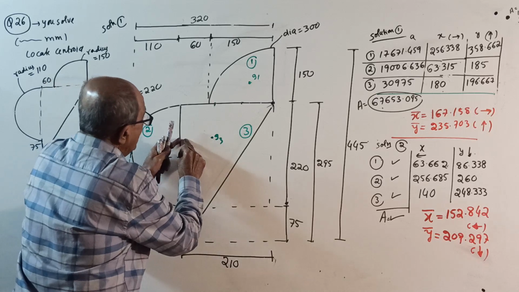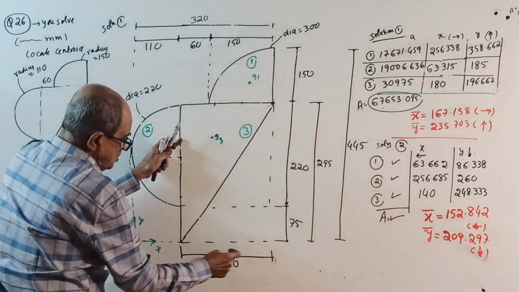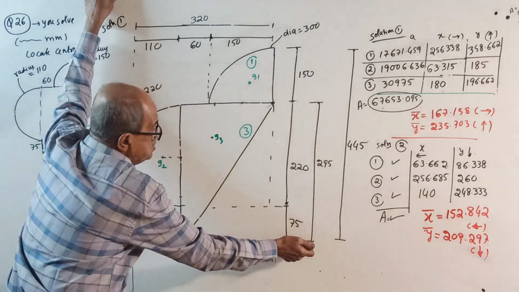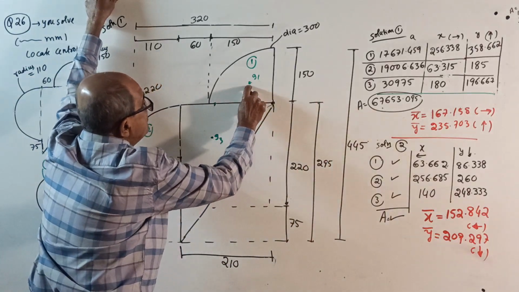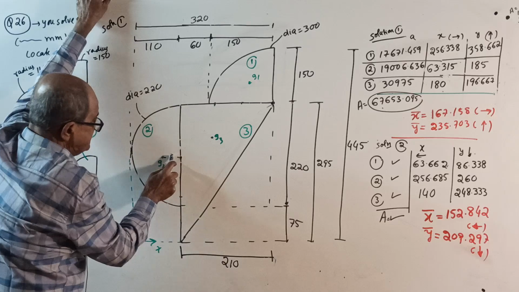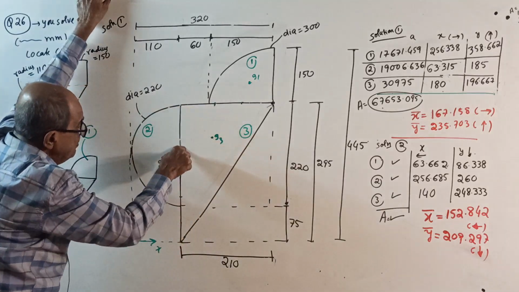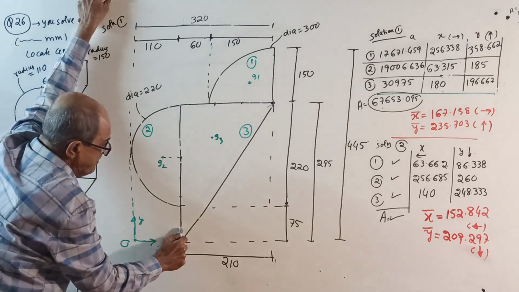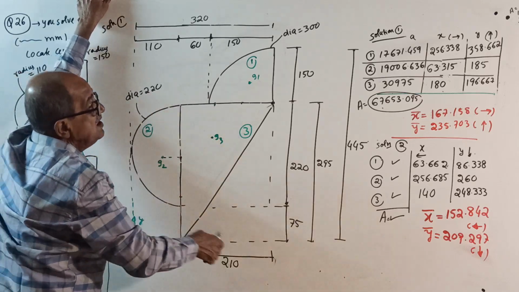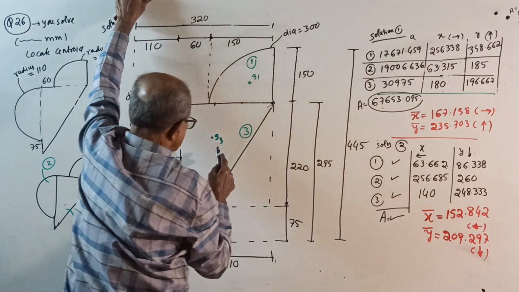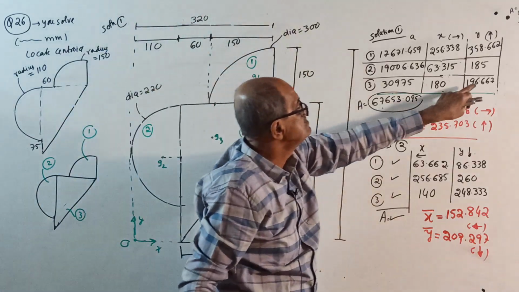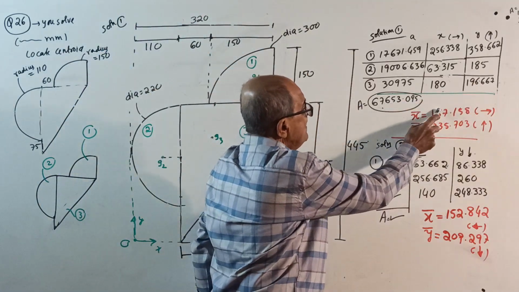110 plus 1 by 3 of 210. Y: 295 plus 2d by 3 pi. Exact center, be careful. See, center of this diameter, 75 gap, 75 plus half of the diameter, half of 220. Last one, 2 by 3 of 295. You will get total area here, x bar, y bar.